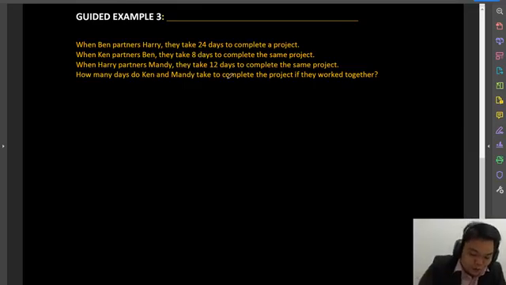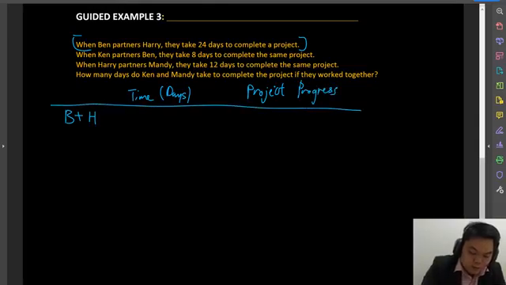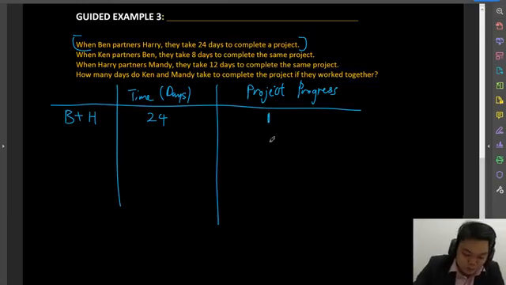Okay, so now let's list out what we have. When Ben partners Harry, how much time do they take to do something? The time in days, and how much of the project progress do they complete? Ben partners Harry, they take 24 days to clear one project.